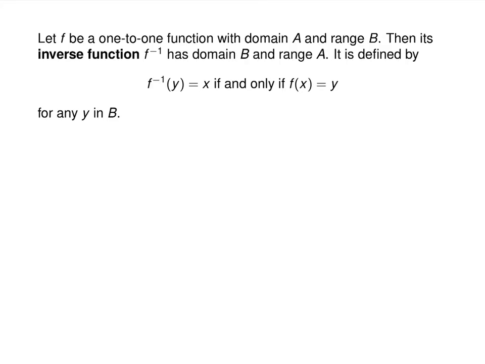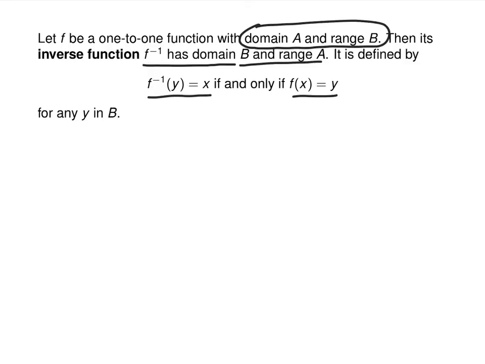Okay. So here is the definition of an inverse. What this says is, you have a function f with domain A and range B. And the inverse function, we discussed how inverses flip-flop, right? So f inverse's domain is B and its range is A. And it's defined as f inverse of y is x if and only if f of x is y.